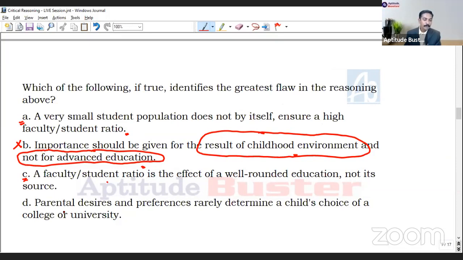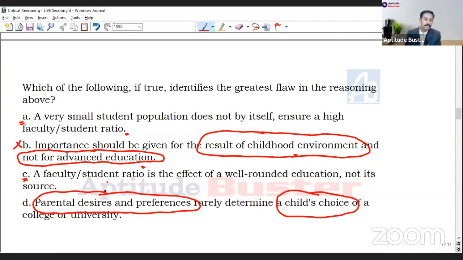Look at option D. Parental desires and preferences rarely determine a child's choice of a college or university. Like the second option, for the fourth option also we have more than one clue to eliminate this choice pretty much faster. One is the child's choice. There isn't any discussion on the choice of a learner. And another thing, parental desires and preferences. These ideas are out of context, so we can be very sure that option B and option D are certainly wrong choices.